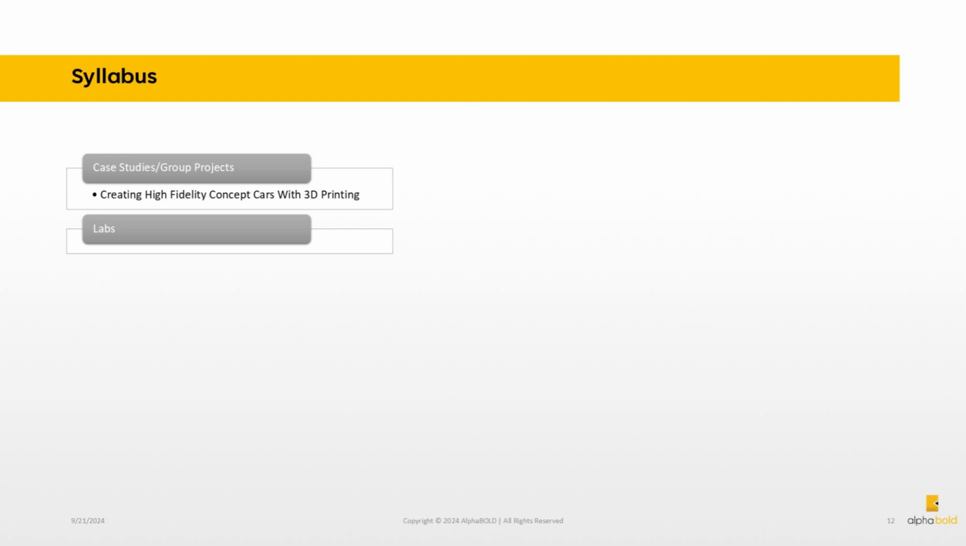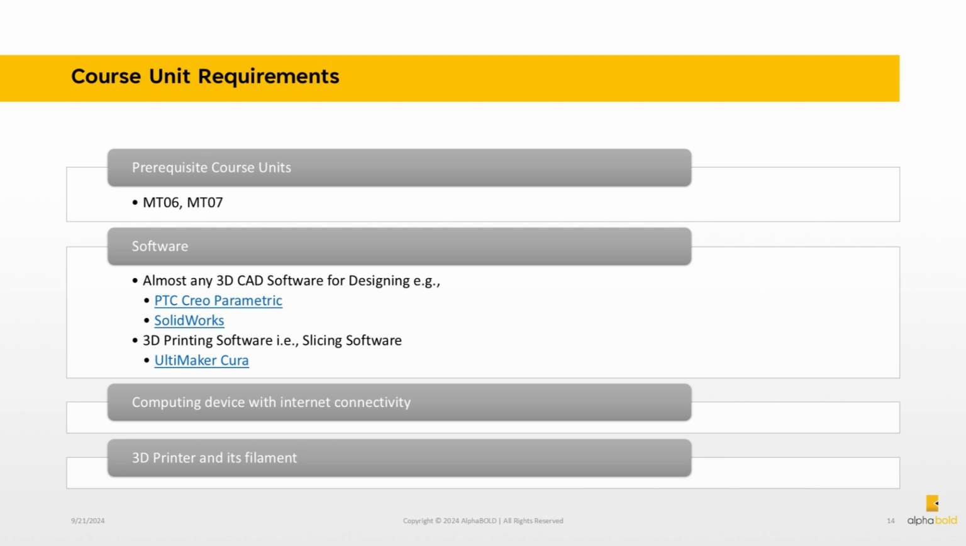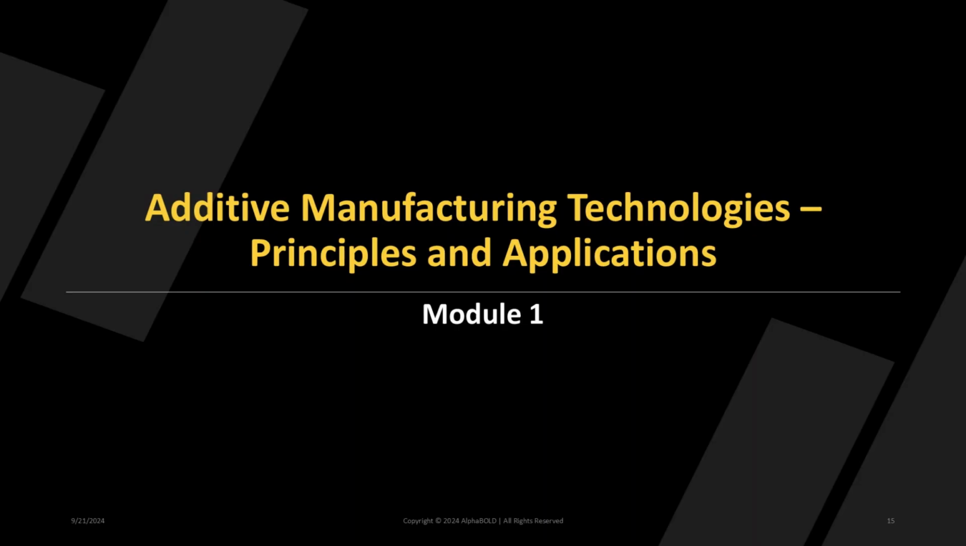The course requires prerequisite units: MT06, MT07, 3D CAD and slicing software, e.g. PTC Creo, SolidWorks, Ultimaker Cura, a computer with internet, and a 3D printer with filament. Additive manufacturing technologies, principles, and applications.